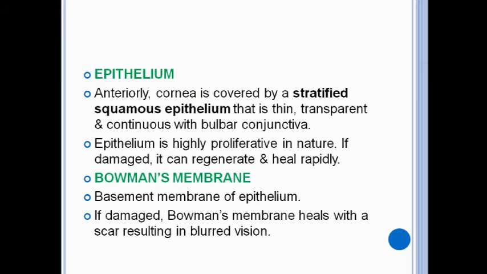Now coming to the layers of cornea, starting from anterior to posterior: epithelium. What type of epithelium? It is stratified squamous epithelium. It is thin, transparent, and continuous with the bulbar conjunctiva. It is highly proliferative in nature. And if damaged, it degenerates and heals rapidly, in about a week, coming back to the normal structure.